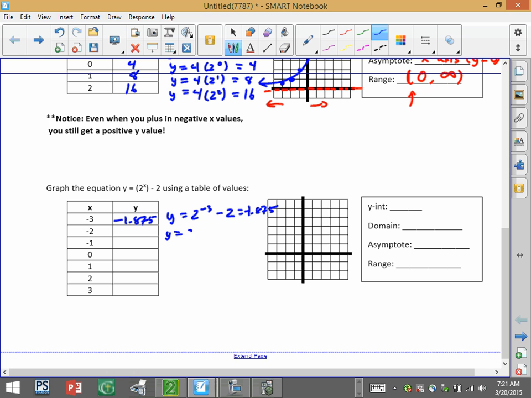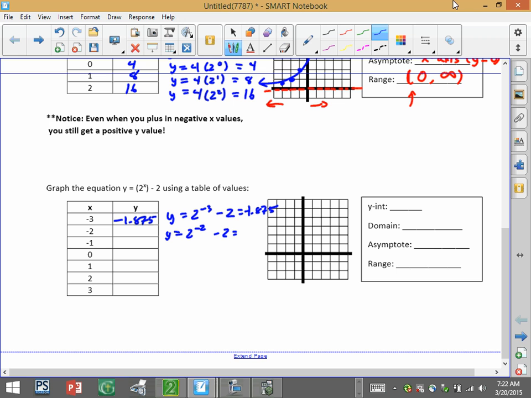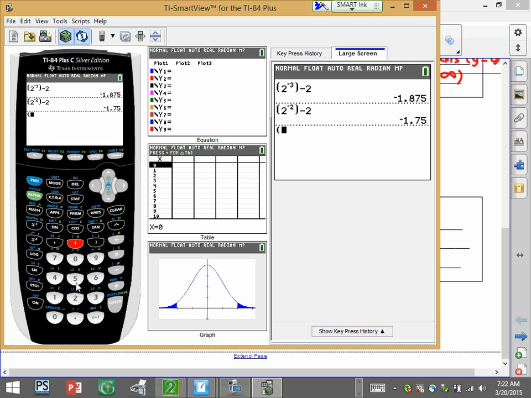Let's plug in y equals 2 to the negative 2 minus 2. Here again, make sure that you close out those parentheses. I actually have to hit the over button. Negative 1.75. Y equals 2 to the negative first minus 2. So let's go 2 raised to the negative 1. Oh, excuse me. Minus 2. Negative 1.5.